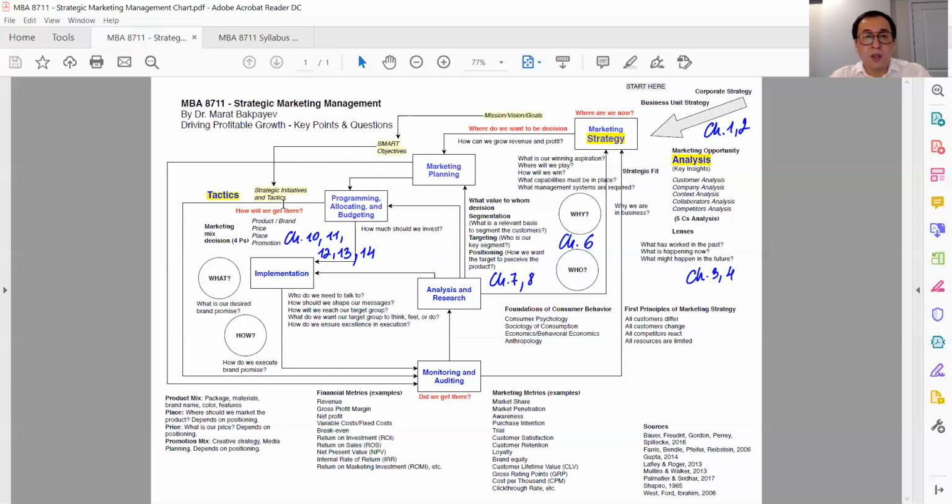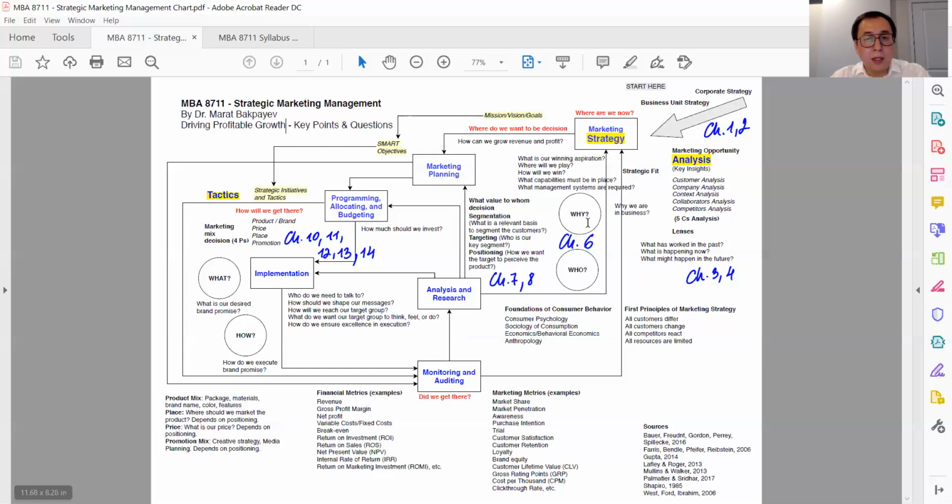And then a lot of the tactical decisions that would go into this is in terms of advertising on Facebook, on Google, doing the TV ads, deciding where you're going to sell it, what would be your channel structure, etc. And then you're going forward and you're implementing the what aspect and the how aspect. So I highlighted some of the elements regarding the product mix, place, price, and promotion, right? So you're deciding what's going to be your package materials, brand name, color, features, where you're going to market, what would be your positioning here, and depending on the positioning, how would you decide where you're going to sell your product, what would be your price, what would be your creative strategy, media planning, etc.